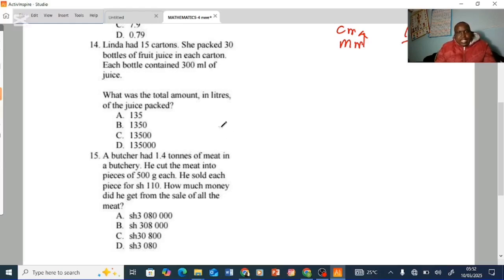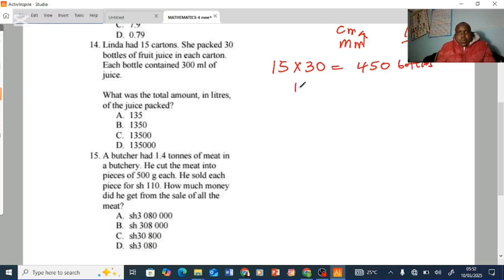First, let's get the number of bottles present. So 1 carton is 30 bottles, so you multiply 15 with 30. So this will be 450 bottles. This will be the bottles.